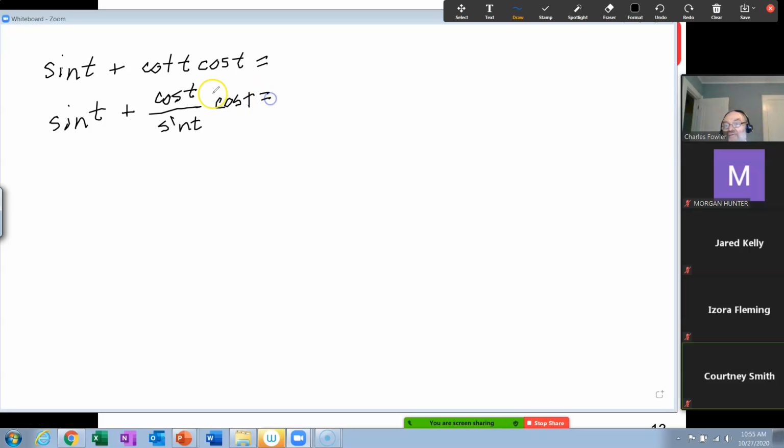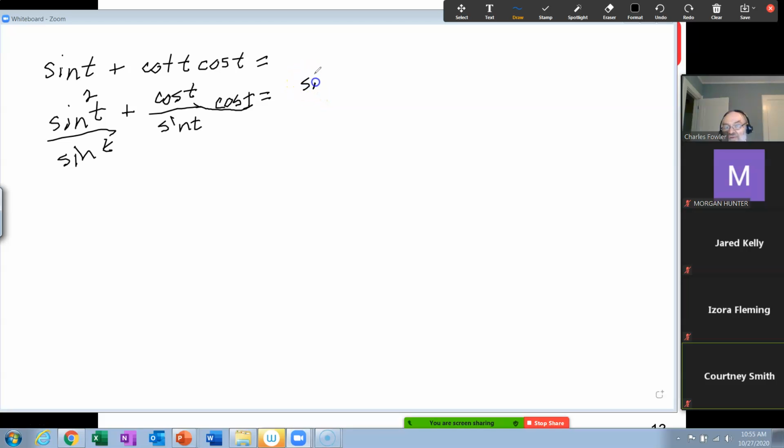So that's done. Well, here you have a fractional form with a sine in the denominator. Here you don't have one. So let's get a sine in the denominator so we can combine these. So we're going to multiply this one by sine t in the denominator. But if you do that, you also have to multiply by sine t in the numerator. So what does this yield?